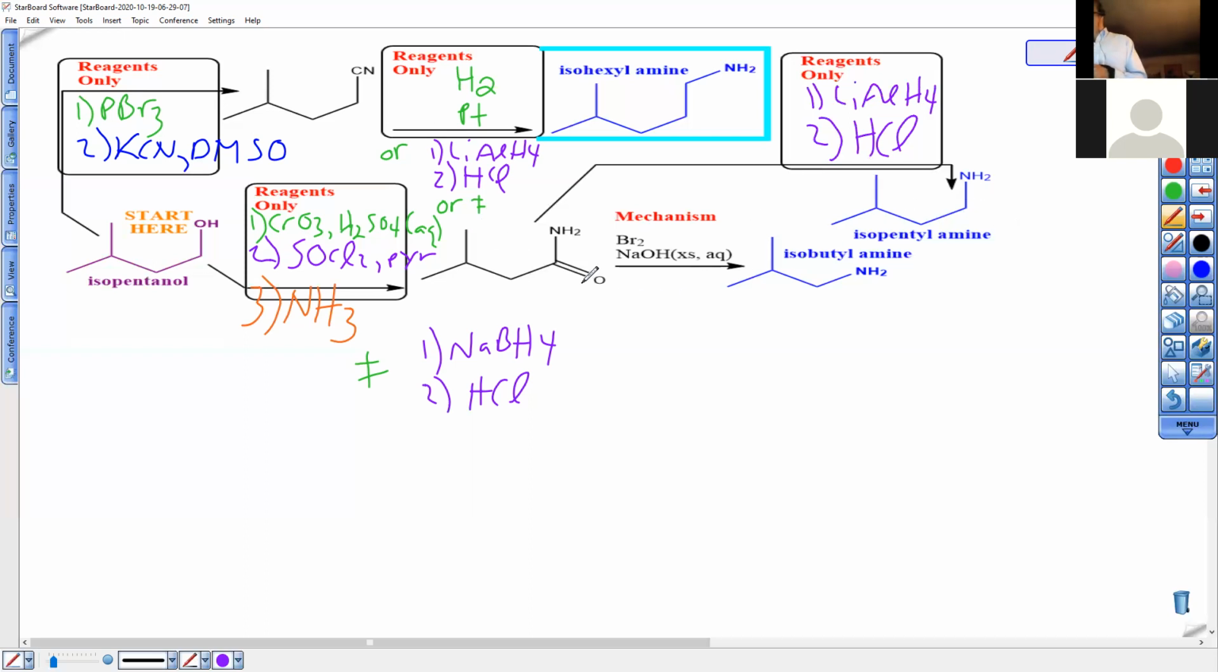And then this is our new reaction where we're using excess hydroxide in the presence of bromine. And I want to remind you that's called the Hofmann rearrangement. And we're going to do that mechanism here. And we have plenty of time for that. So let's do it.